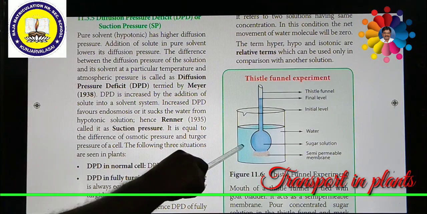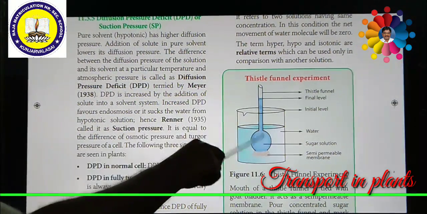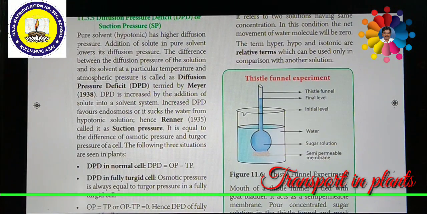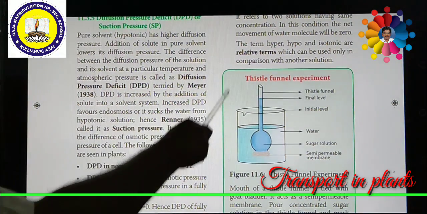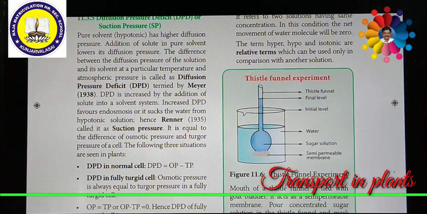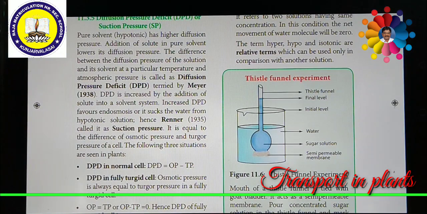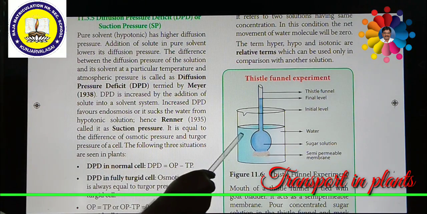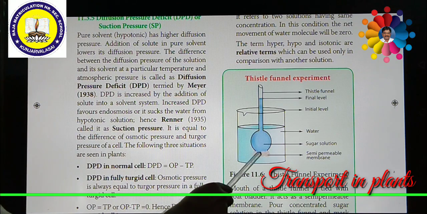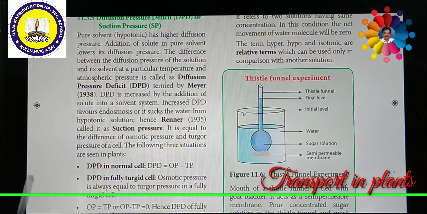So the pure water is hypotonic, and the sugar solution is hypertonic. Leave the setup for some time, fixed with a retort stand. After a few hours, you observe that the sugar solution level increases. Why? Endosmosis takes place, which is the movement of water molecules through the semi-permeable membrane into the sugar solution. So this process is called osmosis.